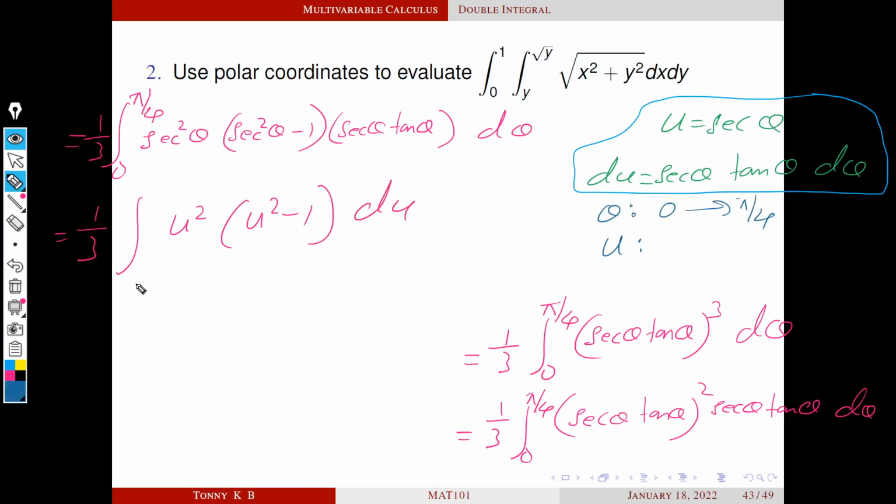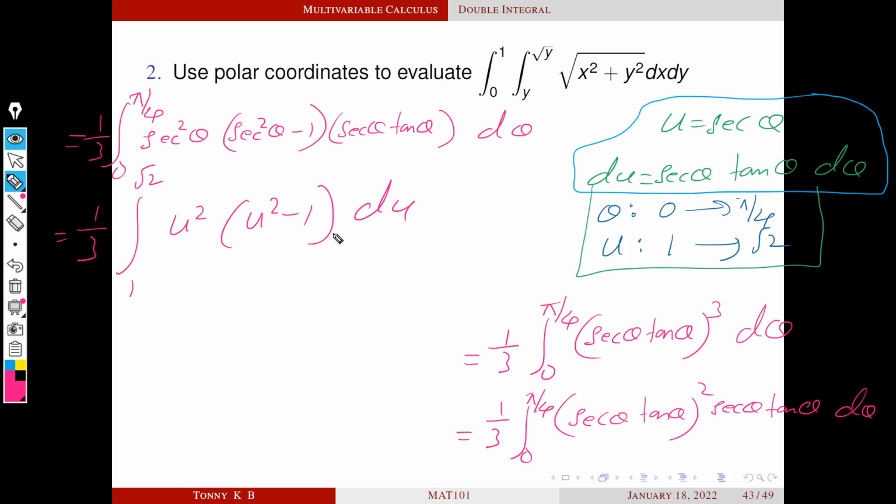Okay, so what about the limit? Here theta is varying from 0 to pi by 4. So u is varying from 1, since sec 0 is 1, to sec pi by 4. What is sec pi by 4? That is root 2. So here u is varying from 1 to root 2. So this integral becomes 1 by 3 integral 1 to root 2 u square into u square minus 1 du.